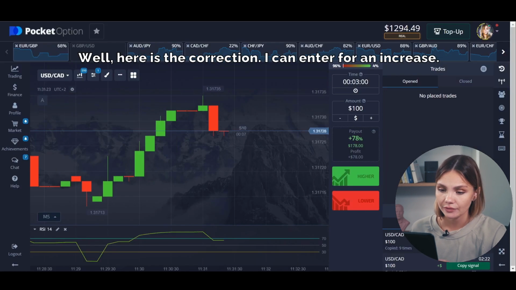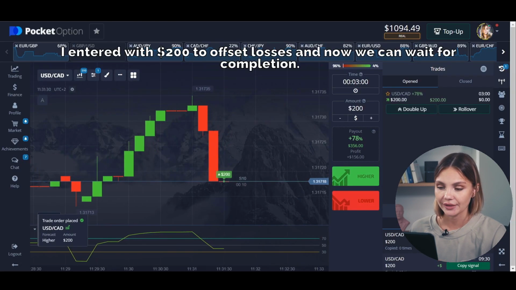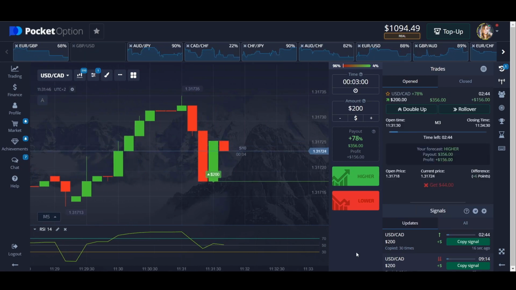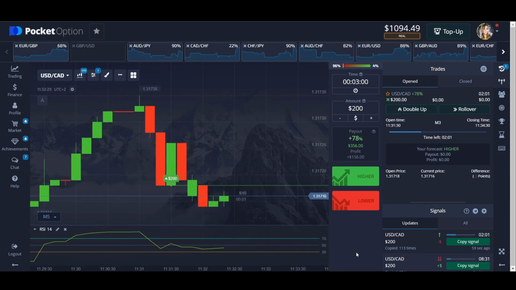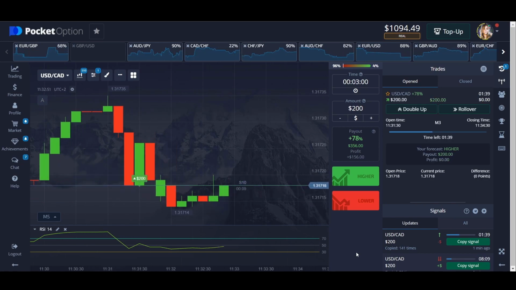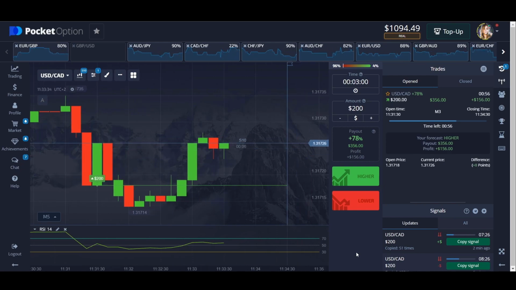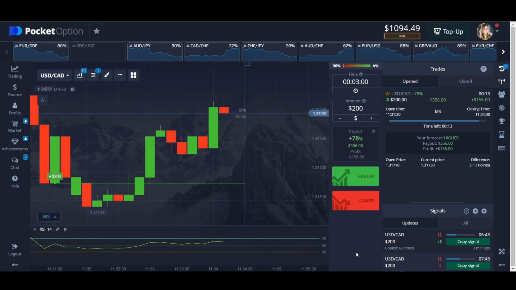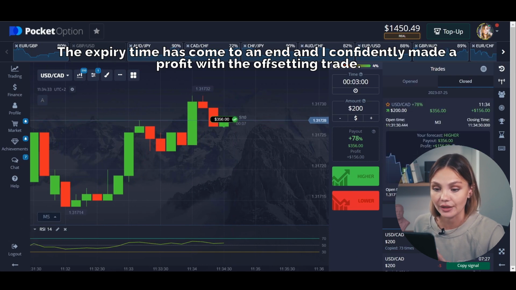Well, here's the correction. I can enter for an increase. The price has reached precisely the level where it previously broke through. I entered with $200 to offset losses, and now we can wait for completion. The expiry time has come to an end, and I confidently made a profit with the offsetting trade.